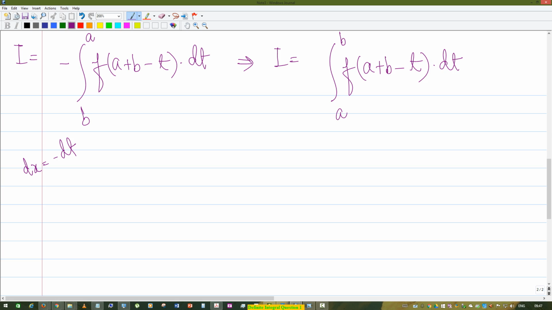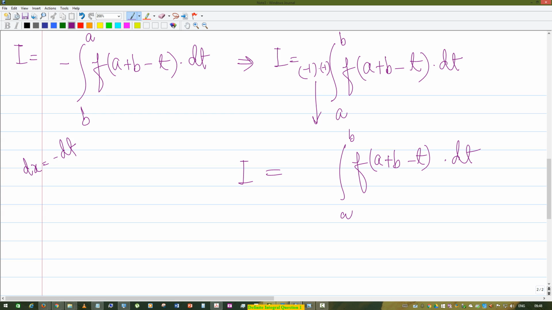and one extra negative sign, so it's like minus 1 into minus 1. This will change to plus 1. So I is equal to the integral from a to b of f of a plus b minus t dt. This negative 1 into negative 1 becomes positive 1, so we don't need to write it, it's understood. If there is no sign, it is understood that it is a positive sign.